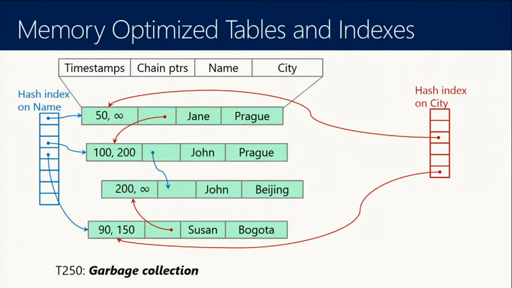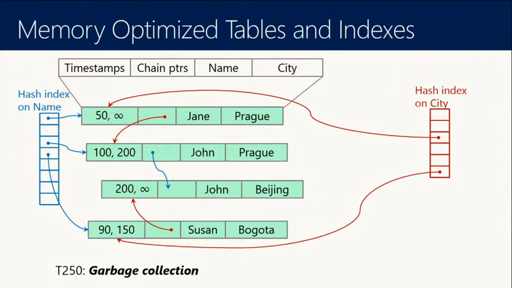So then the last thing I want to touch on for the table and index structures is garbage collection. By doing all this DML, by deleting and updating, we are accumulating some old, stale rows, like John Prague between 100 and 200, and Susan Bogota between 90 and 150. Let's say the oldest transaction in my system started at time 250. That means that nobody needs all these old rows anymore. So I might as well get rid of Susan Bogota and John Prague.